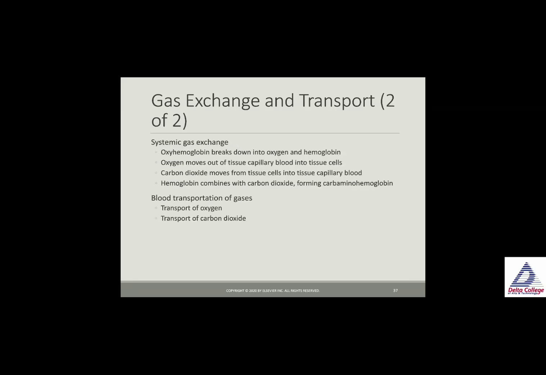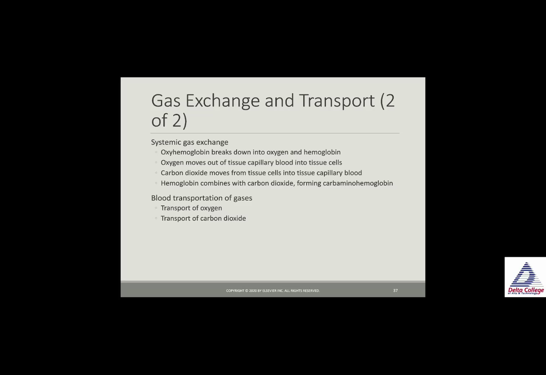Now, systemic gas exchange is different. Systemic, remember, this is throughout the body. Oxyhemoglobin breaks down into oxygen and hemoglobin. Oxygen moves out of the tissue capillary blood into tissue cells. Carbon dioxide moves from tissue cells into tissue capillary blood. Hemoglobin then combines with carbon dioxide, forming carbaminohemoglobin. And that starts the pulmonary gas exchange that we just talked about.